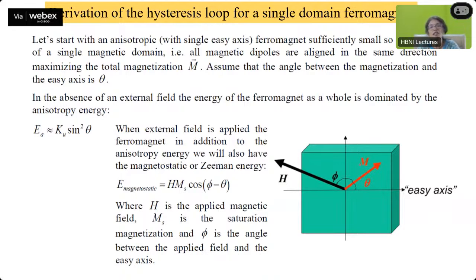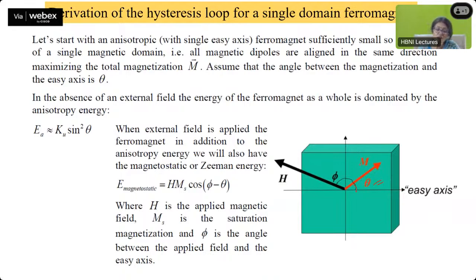Please assume that the angle between the magnetization and the easy axis is θ, as shown over here. Okay, so this is the easy axis and this is your magnetization. When you are not having any external field, the energy of the ferromagnet as a whole is dominated by the anisotropy energy. It will be given by the value which I showed before in the previous slide, K_u sin²θ.